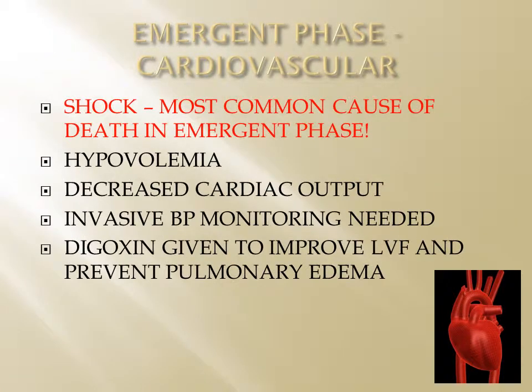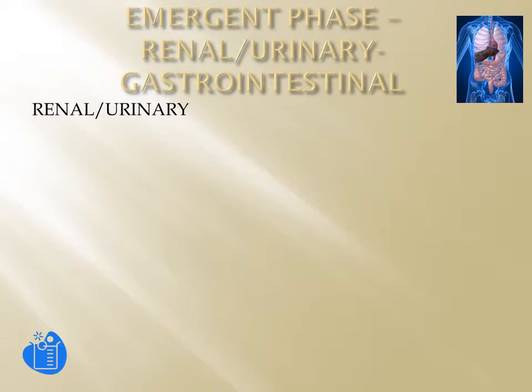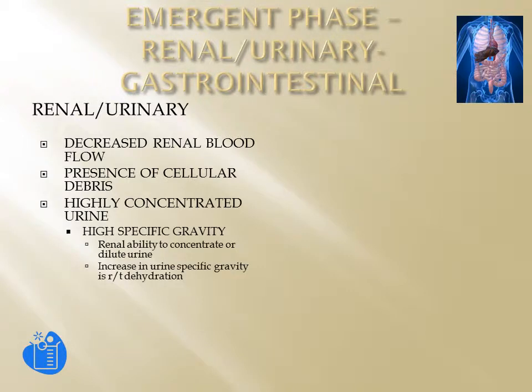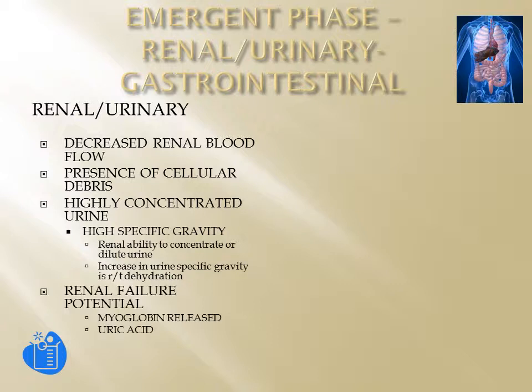Okay, shock is the most common cause of death in the emergent phase. They may experience hypovolemia. They're going to have decreased cardiac output. Invasive blood pressure monitoring is needed. Digoxin is given to improve the left ventricular function and prevent pulmonary edema. In the renal and urinary system, the patient with burn injury will experience decreased renal blood flow, presence of cellular debris, highly concentrated urine with high specific gravity, and the potential for renal failure.